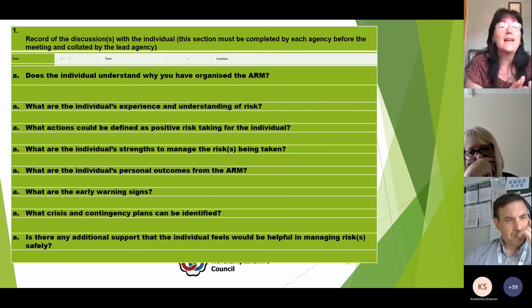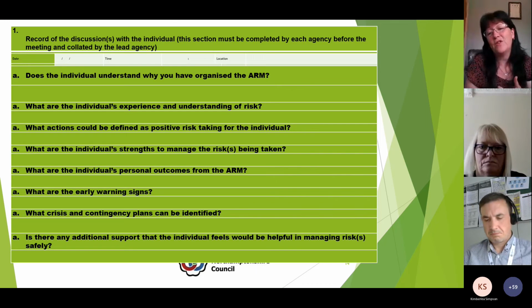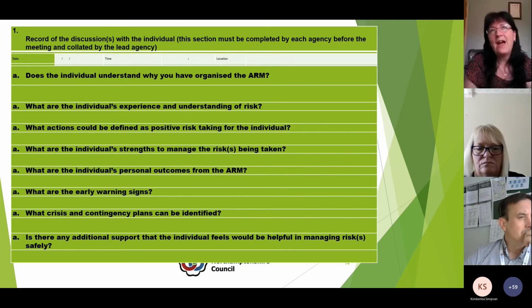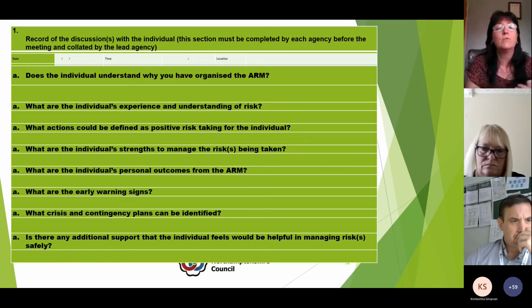Yes, again, as a chair, you should be recording this and making sure that the person understands why you've organised the ARM, and what the individual's experience and understanding of the risk is. And again, as a chair, I think it's really important that you start with this so that they're able to present their views. That's a strength-based way, but it's also helping others to understand that their view of risk may be different to other people's.